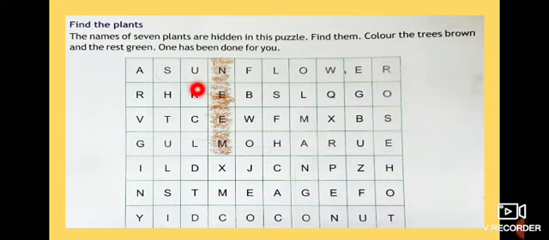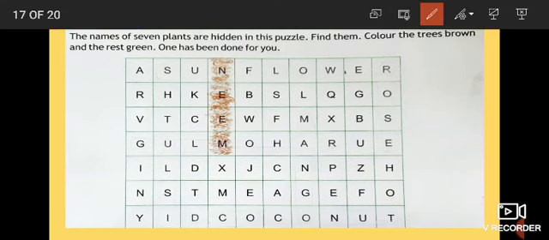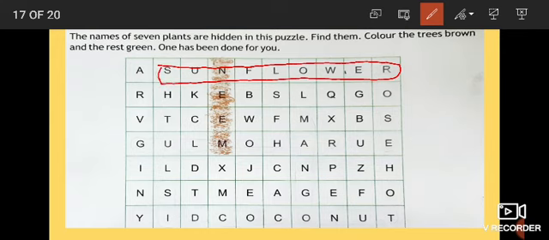If it is a tree, you have to color it with brown. If it's another type of plant, you have to color it with green. One has been done for you. Here they have done N-E-E-M, neem. Neem is a tree. So they color it with the brown. Now we are going to circle the plant first and then look at the first line. Can you find one plant there? Yes, very good. Sunflower is there. And in the next line, can you find anything?